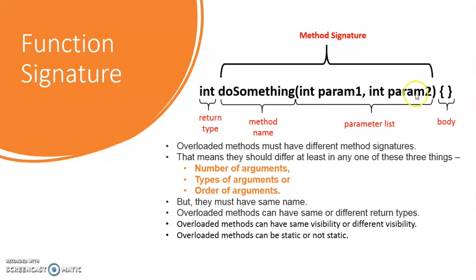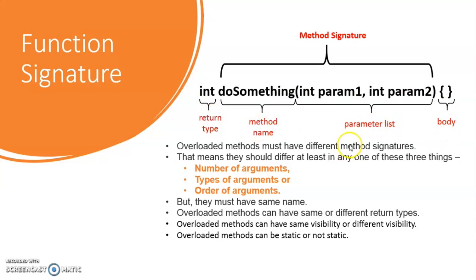So if you can see here, this is a sample method wherein there is int, which is my return type. There is a method name, that is toSomething. As you can see here, it has two parameters, that is int param1 and int param2. And in this opening and closing curly bracket, we basically write our logic or our body. So these are the parts of a method: return type, method name, parameter list, and body.